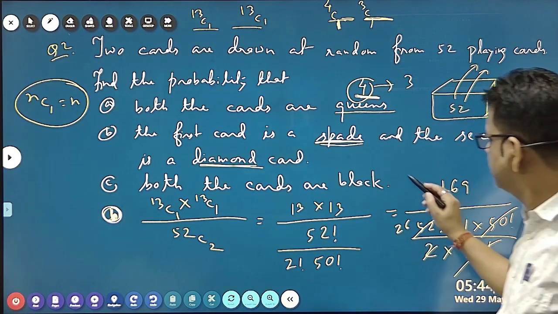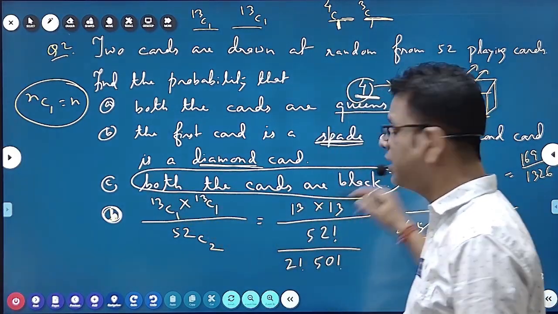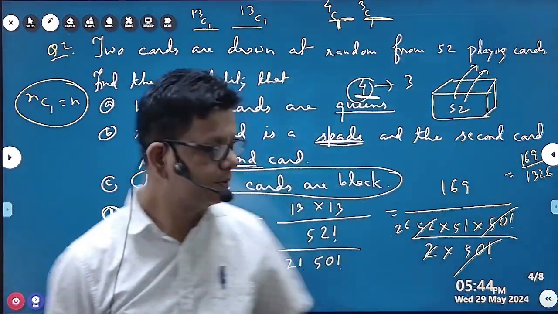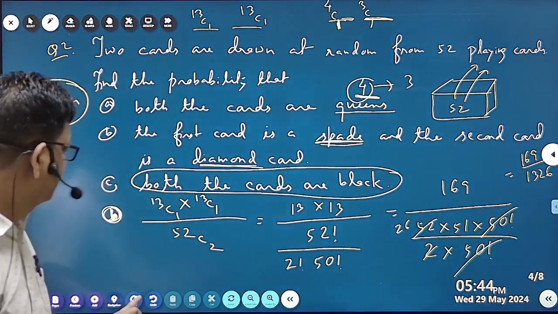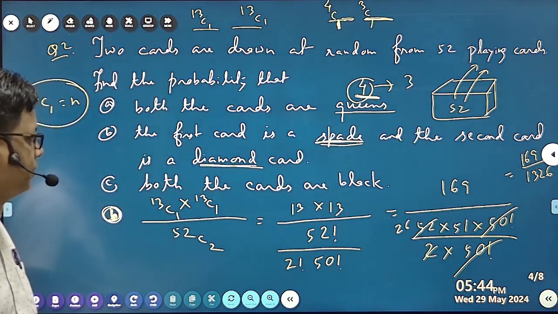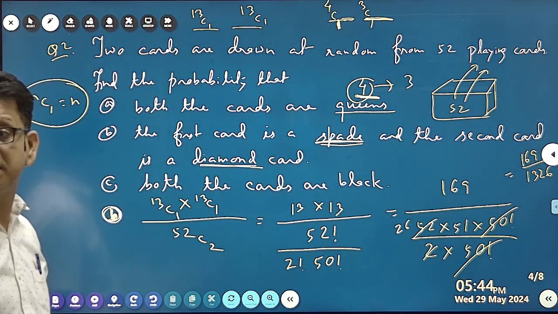Try the last one. Both the cards are black. Done. Both the cards are black. That means black cards are there.